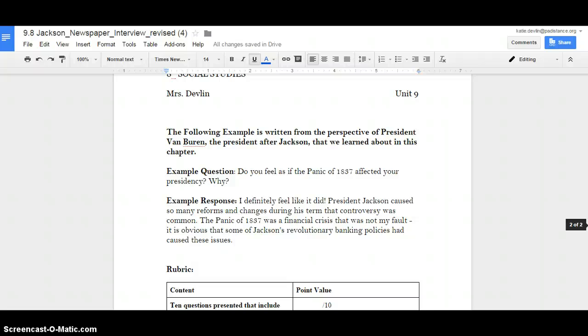So if you look at my example here, you'll note that I wrote both of them from the proper perspective, and I also provided detail in both, which you need to do based on your knowledge from the chapter.